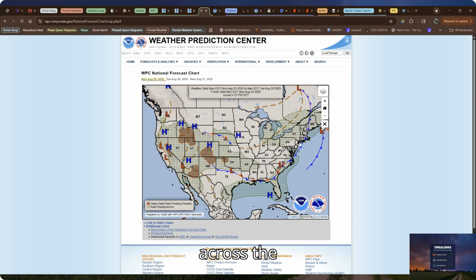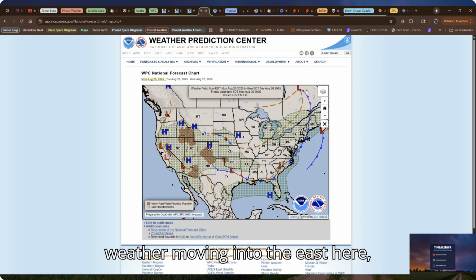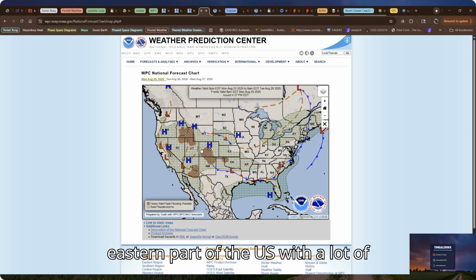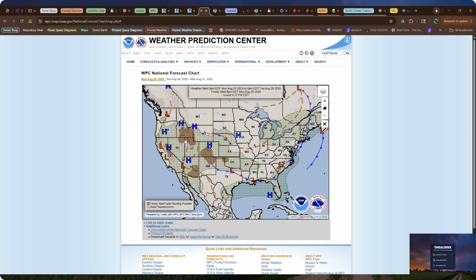Frontal boundary draped across the southeast here. And by the way, today's Tuesday, the 26th of 2025. Happy Tuesday. Cooler weather moving into the eastern part of the U.S. with a lot of heavy rain, unfortunately, out west.